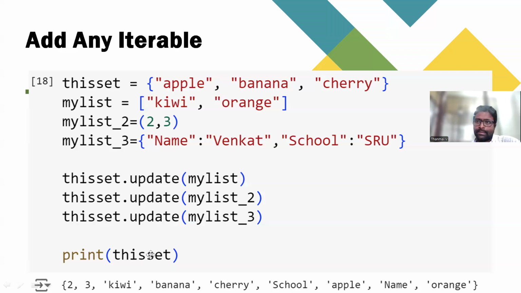Once I print the set, the set will be updated. Previously my set contained apple, banana, and cherry. Now you can see 2, 3. This is coming from the tuple. Kiwi and orange are coming from the list. And you have banana, cherry, and apple, the original values. And you have school and name from the dictionary. Like that, you can update the elements in a set based on the elements coming from the list, the tuple, and the dictionary.